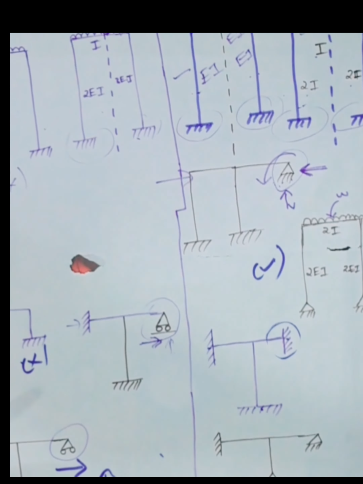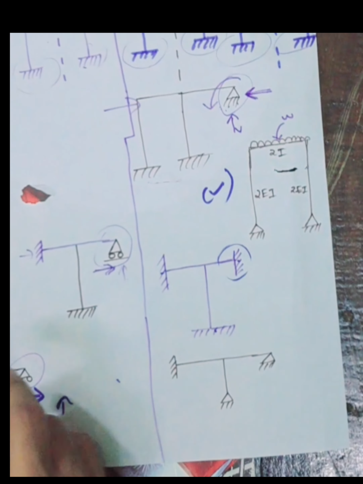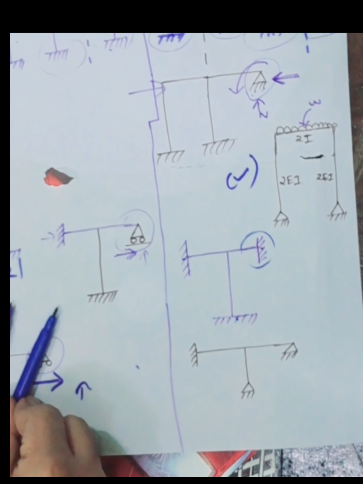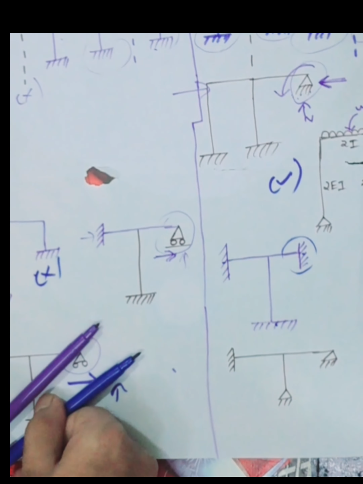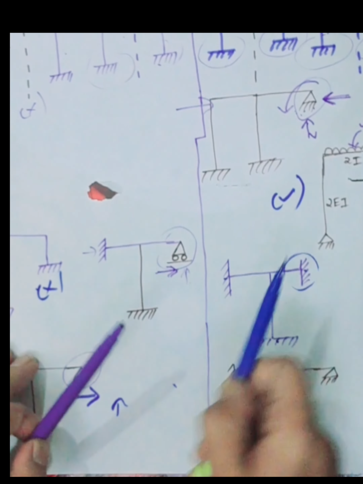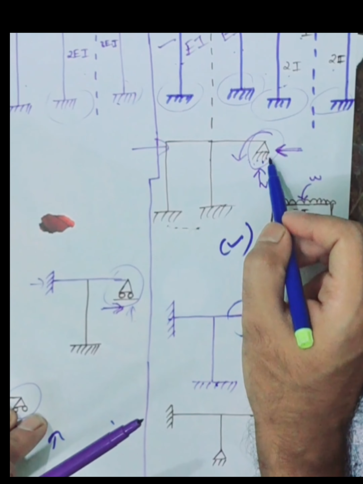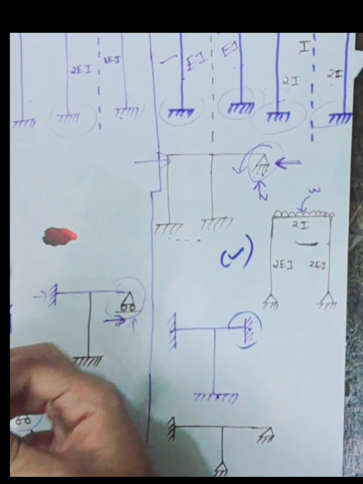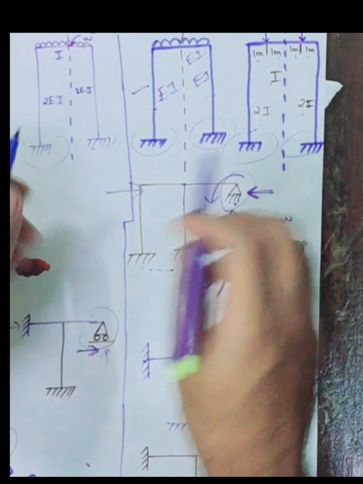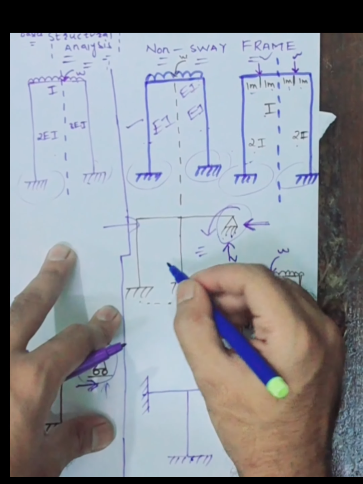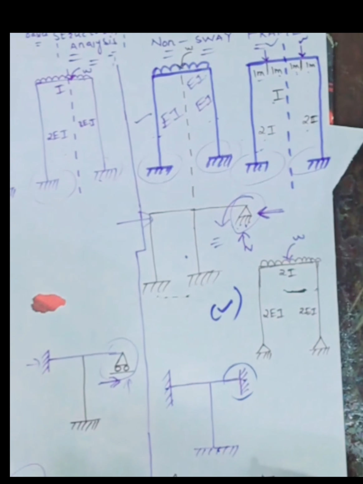So when we apply load, what happens suddenly? This will deflect like this. It will allow deflection. It can't resist the load. Whereas in the fixed support, it will resist the load, but it is also called non-sway frame. Next, let's see next session.